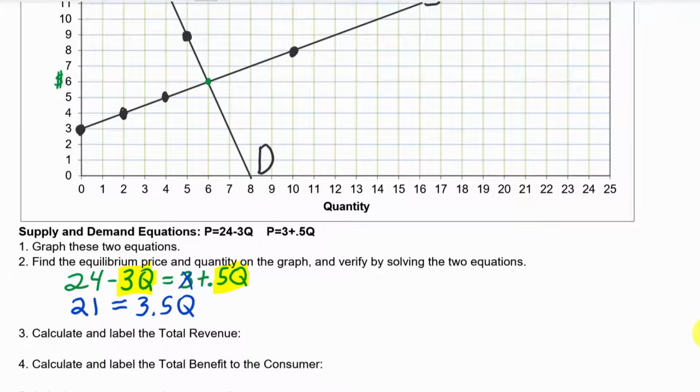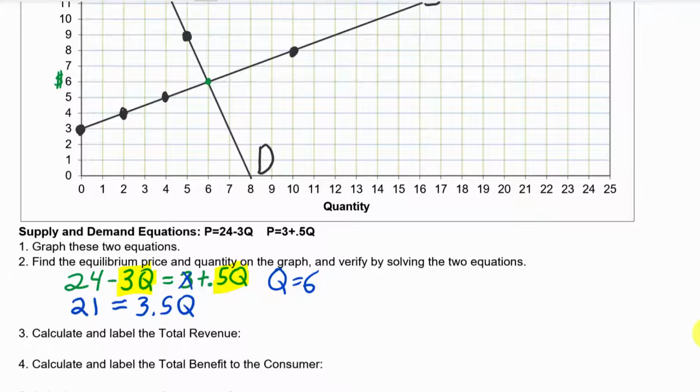Divide both sides by 3.5. And 21 divided by 3.5 equals 6. So this verifies that what we're seeing on the graph is right. And then we want to verify that the price is right as well.